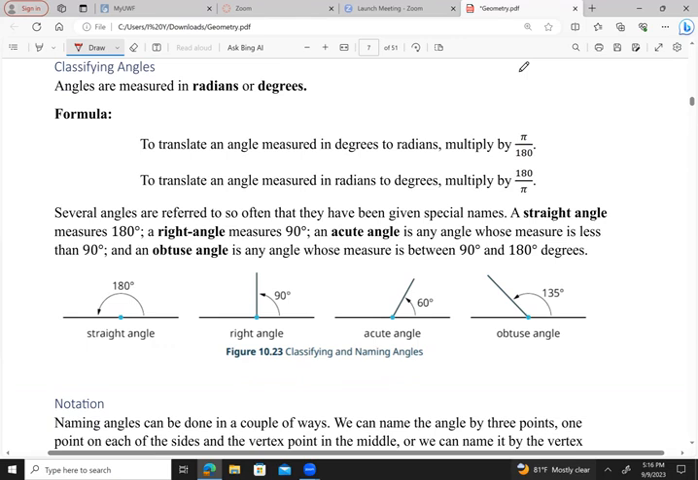Several angles are referred to so often that they have been given special names. A straight angle measures 180 degrees. It's basically just a line. A right angle measures 90 degrees, formed by perpendicular lines. An acute angle is any angle whose measure is less than 90 degrees. An obtuse angle is any angle whose measure is between 90 and 180. So here we go.